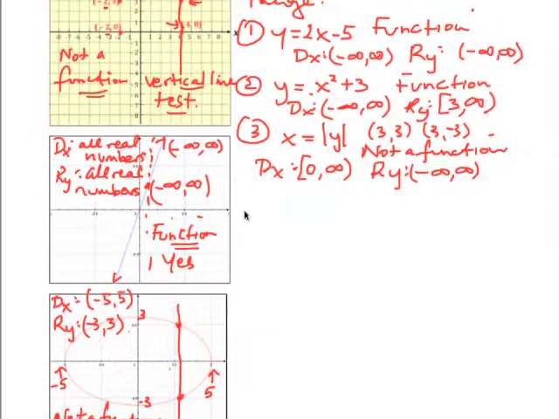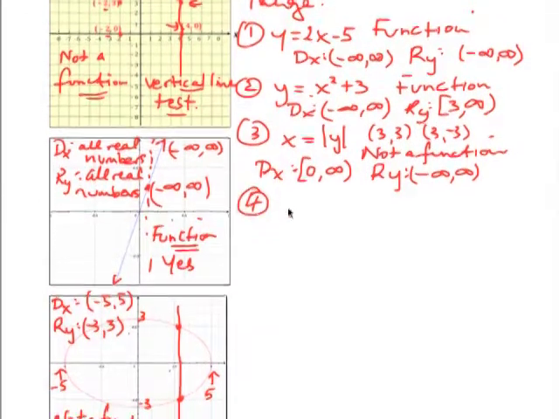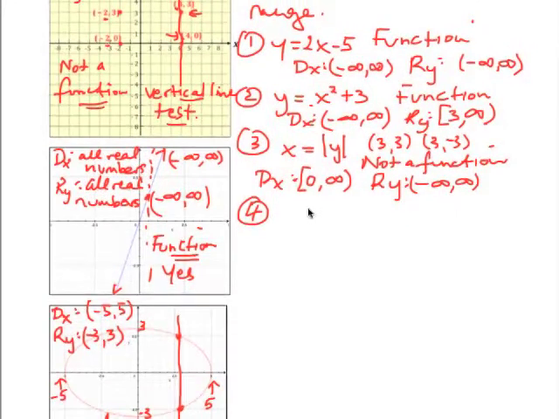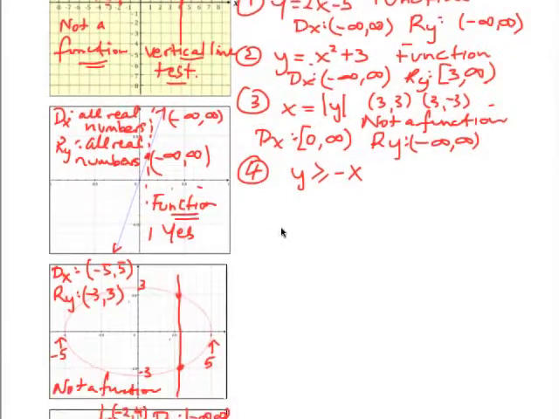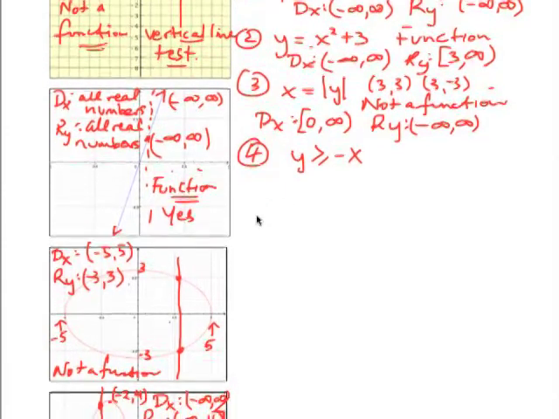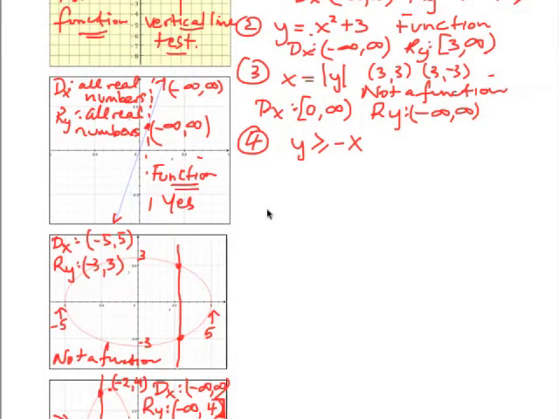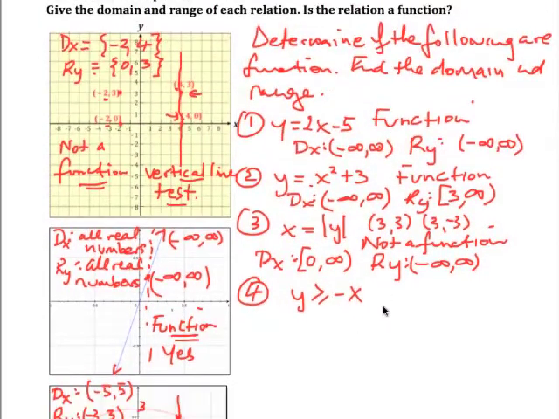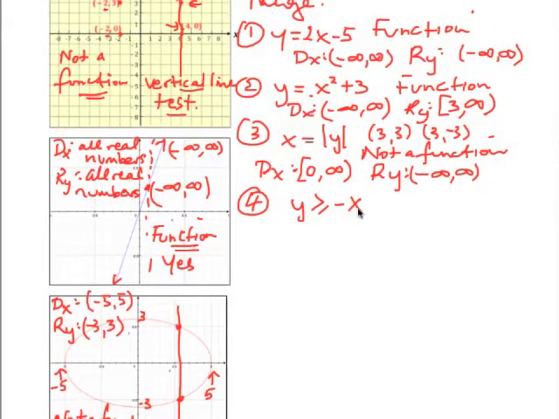Right, so that's how we do that. All right, what about number 4? Suppose we have y is greater than or equal to -x. In this case, y is greater than or equal to -x, then y is greater than all the negative of x values.